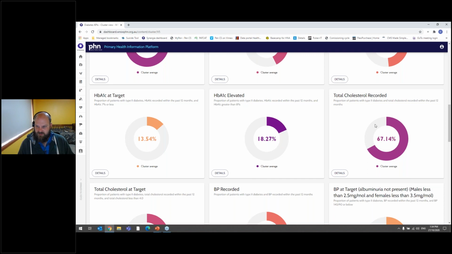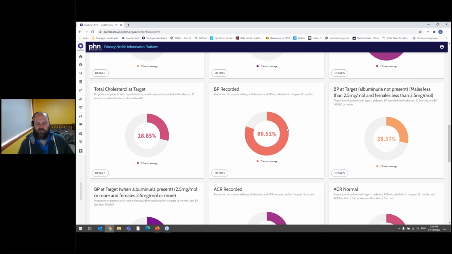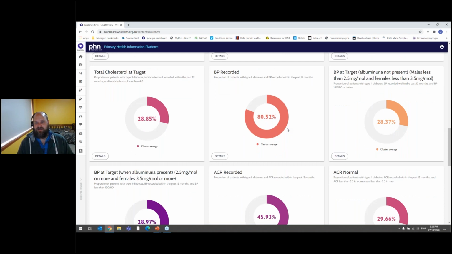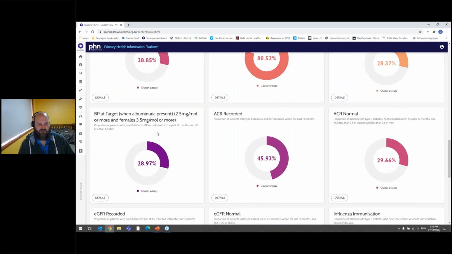The process here is cholesterol being recorded in the last 12 months, and those that have a total cholesterol of 4 or less in the last 12 months. So again, what we want to achieve out of undertaking that process with the patient. And then finally, we've got the blood pressure, and we've split this out, and pardon me if I mispronounce this, based on whether a patient has albuminuria or not, and obviously the difference between males and females, which we've listed there, of 2.5 milligrams per mole or 3.5 milligrams per mole. And when albuminuria is present, we've got a different definition there as well.